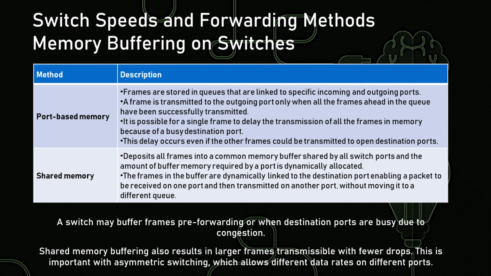So as I said, this buffering process may occur whenever destination ports get busy. Shared memory buffering also results in larger frames transmittable with fewer drops. This is important with what's called asymmetric switching, meaning that different ports can have different data rates, so that we can prioritize traffic a little bit differently.